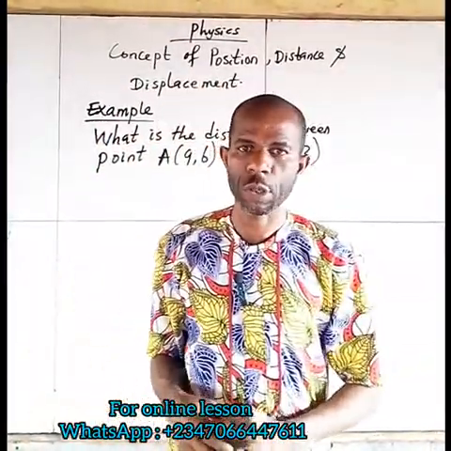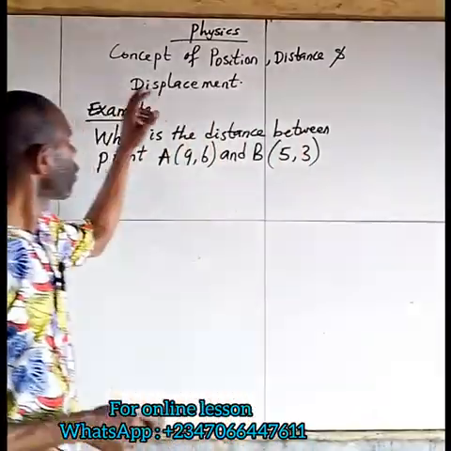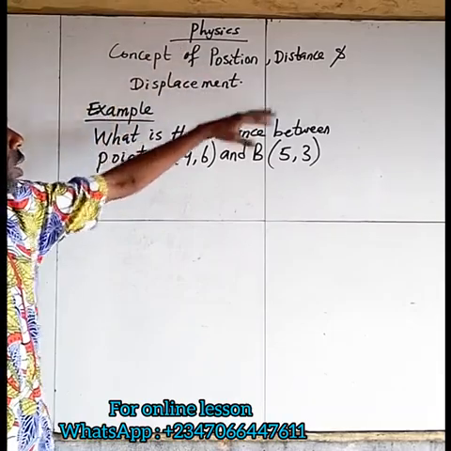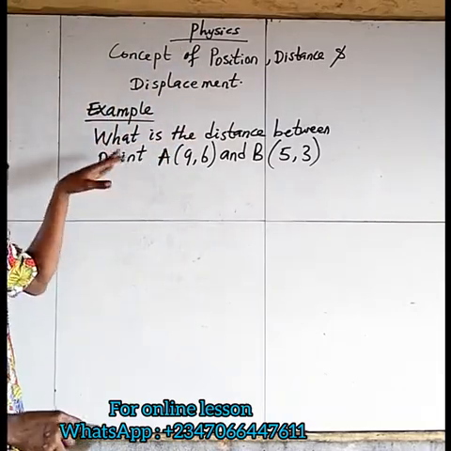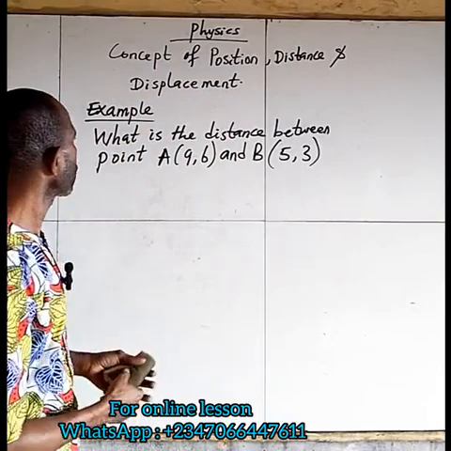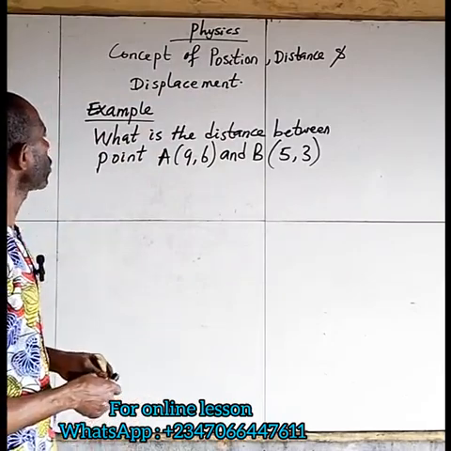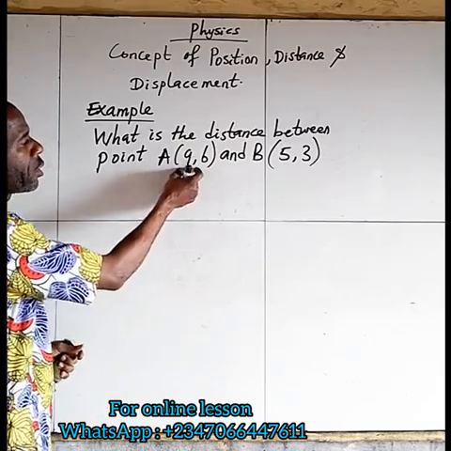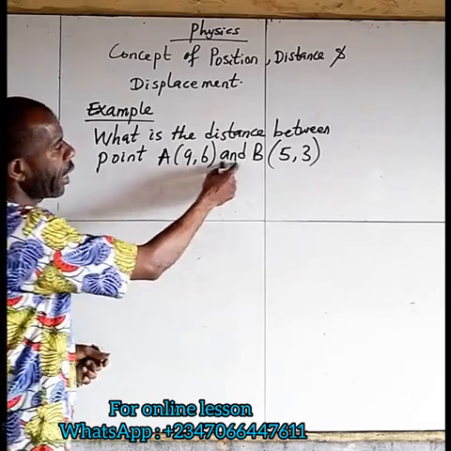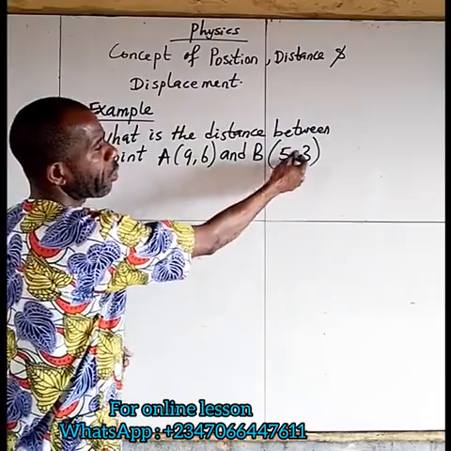Let's continue from where we stopped. We are looking at the concept of position, distance, and displacement. Now we want to solve this question. The question says, what is the distance between point A, with coordinates 9 and 6, and B, 5 and 3?